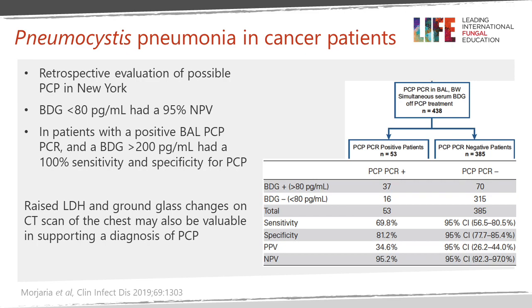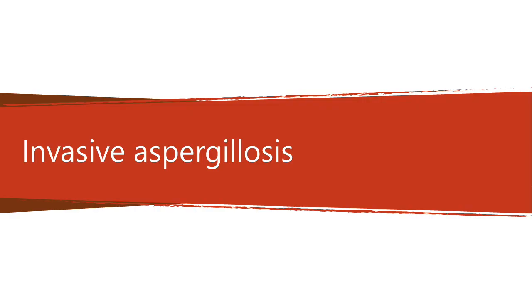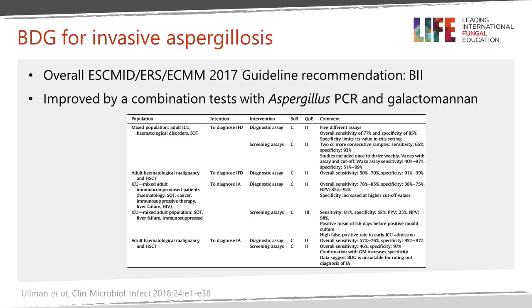And as I'm sure you also know, a raised LDH, that is lactate dehydrogenase, and ground glass changes on the CT scan were also valuable in supporting a diagnosis of pneumocystis pneumonia if patients have only one of PCR or a lower level of BDG positive. In invasive aspergillosis, the recently published guidelines from the ESCMID, ERS and the ECMM gave a B2 recommendation for Beta-D-glucan alone for invasive aspergillosis, but it was recognised that if it was positive in combination with a PCR or galactomannan, that was more likely to represent real invasive disease.